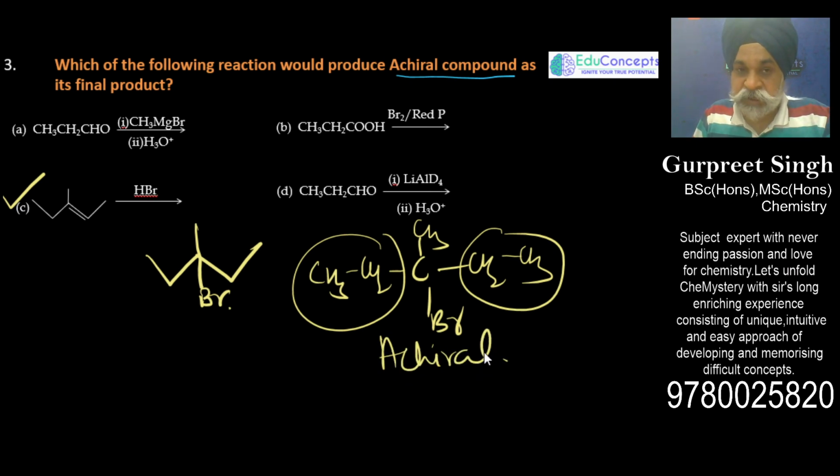I think you have understood today's session. We have learnt about a few things: Grignard, what the reagent for HVZ is, how lithium aluminum hydride adds, and lastly, what the role of HBr is while adding across the double bond.